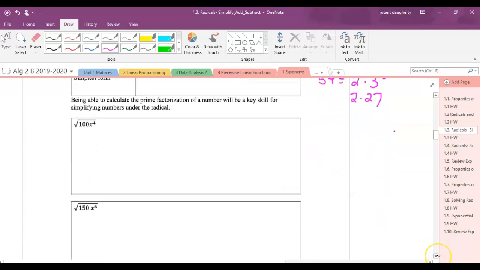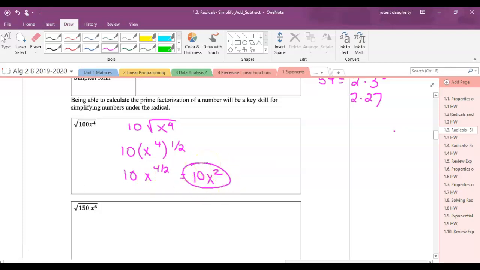Let's look at the square root of 100x to the 4th. Okay, two things going on, the number and the variable. What's the square root of 100? That's 10. So this is 10 times the square root of x to the 4th. Now, a couple ways of doing this. You could say, well, let's convert this to exponents. This is 10 times x to the 4 to the 1/2 power. That's 10 times x to the 4 over 2. That's 10x squared.